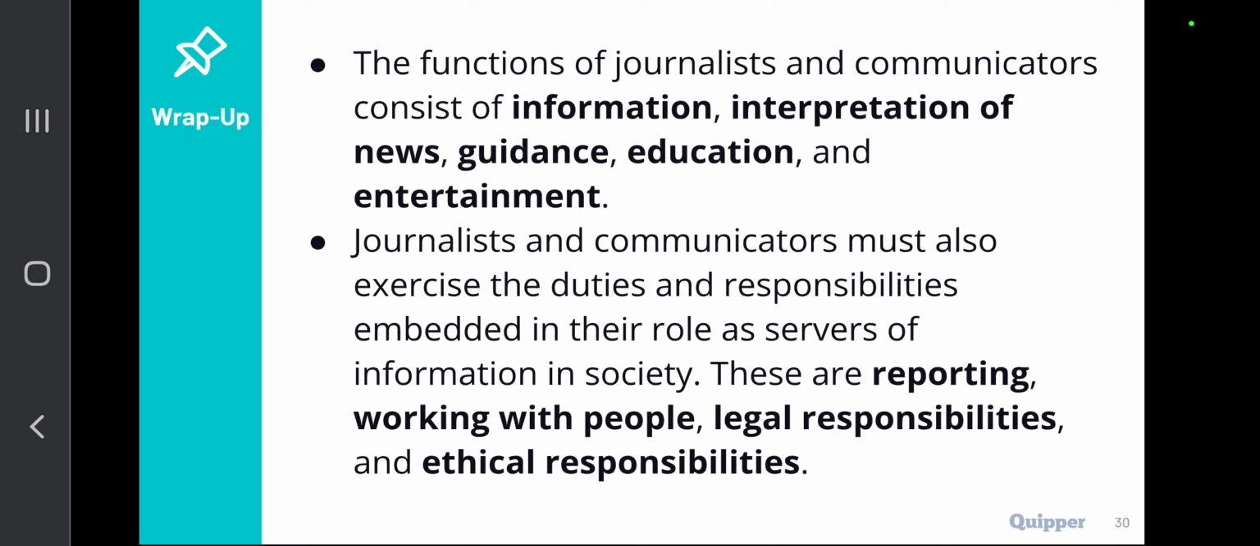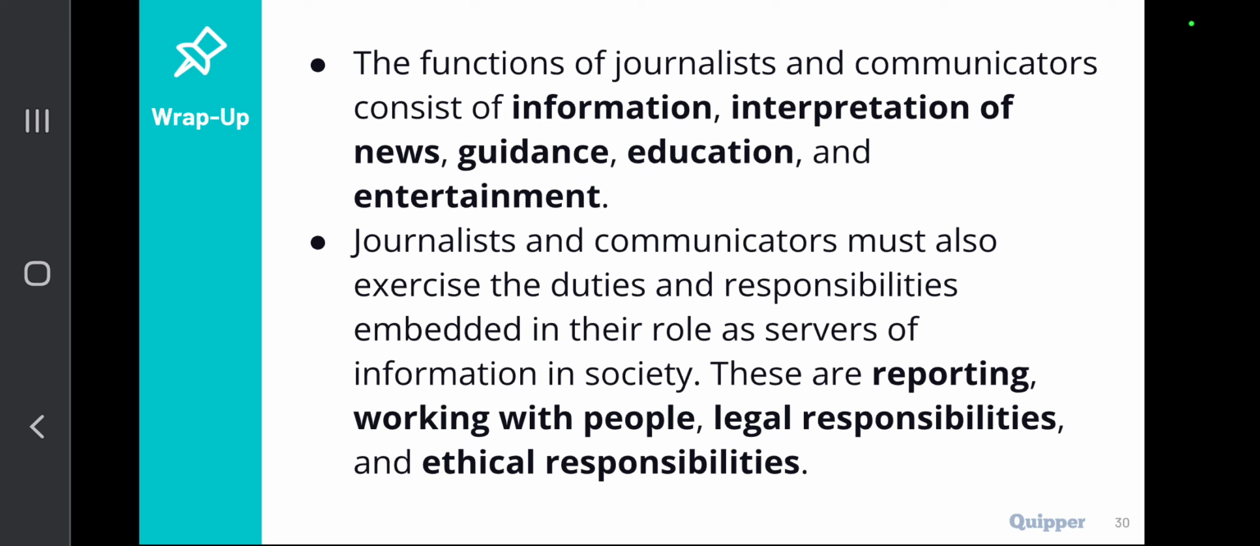Now, when we talk about the functions of journalists and communicators, this consists of information, interpretation of news, guidance, education, and entertainment. So those are the different functions. Now, journalists and communicators must also exercise the duties and responsibilities embedded in their role as servers of information in society. These are reporting, working with people, legal responsibilities, and ethical responsibilities.